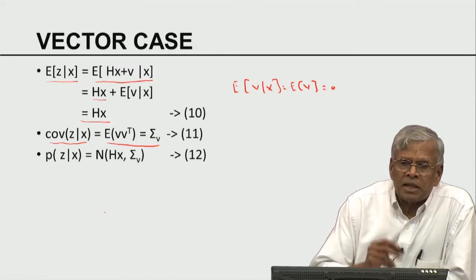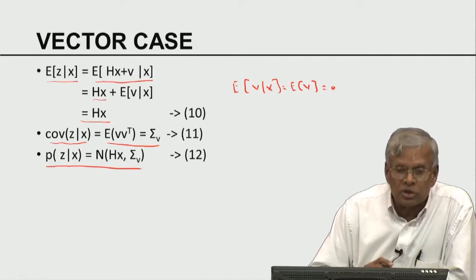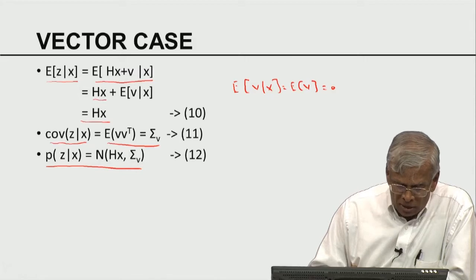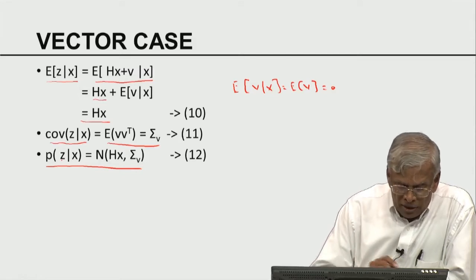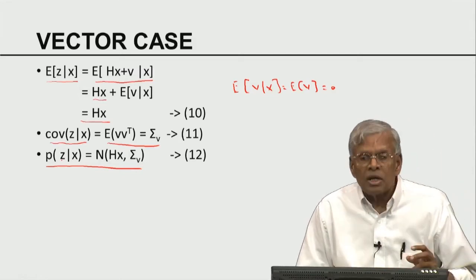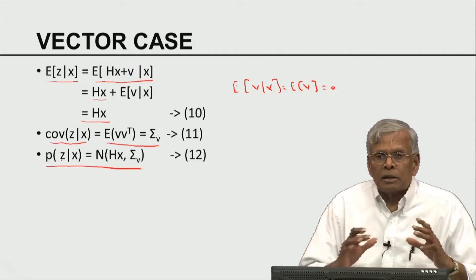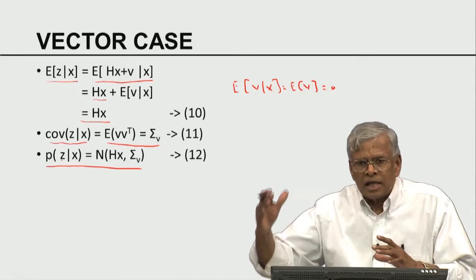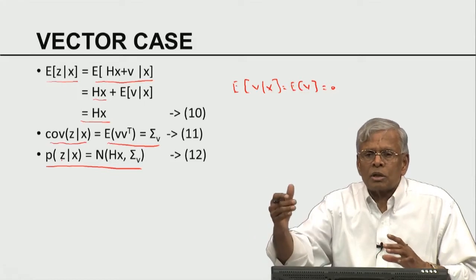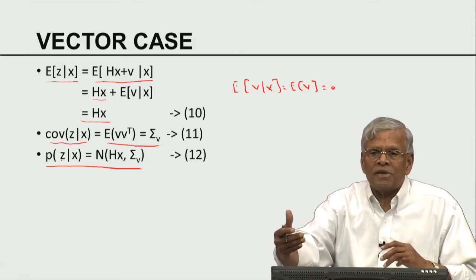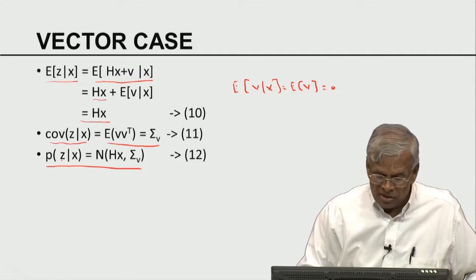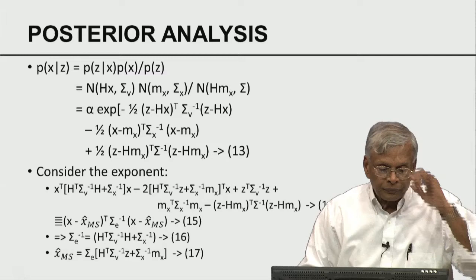If I have a conditional mean and a conditional covariance, I have a conditional distribution, because the conditional distribution is also normal. So this is the conditional distribution of z given x. That is the distribution of the observation conditioned on the fact x has already been chosen by Mother Nature. Even though I don't know the value of x, this is the conditional distribution of the observation given by 12.